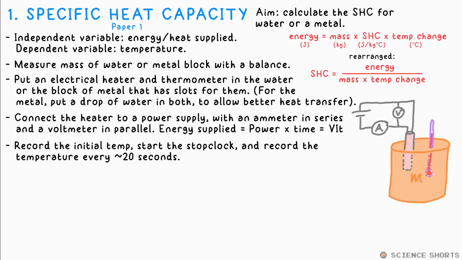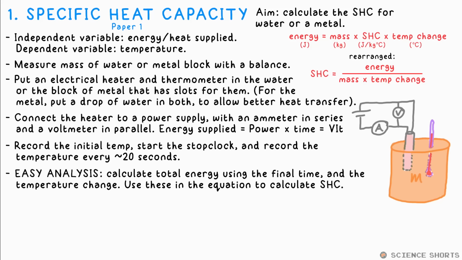We need to rearrange the equation to make SHC the subject, so this is equal to energy divided by mass times temperature change. Now there are a couple of ways we can use our data with the equation. The easy way: we just multiply the power by the time in seconds to get the energy supplied to the block, then divide by the mass times the temperature change to get the SHC.